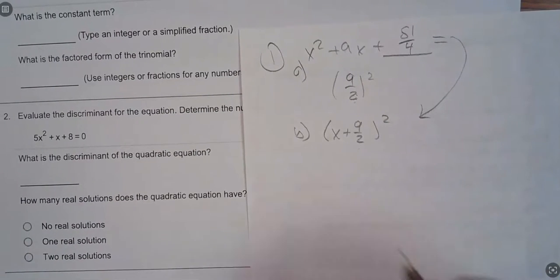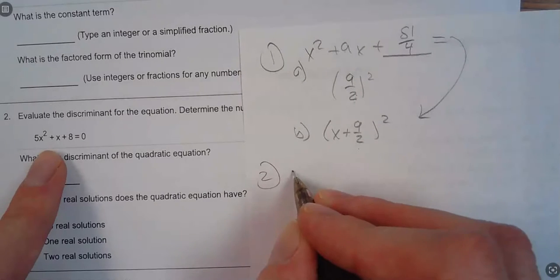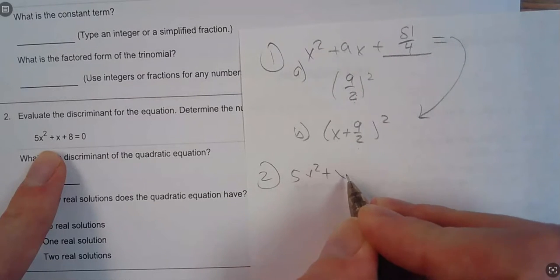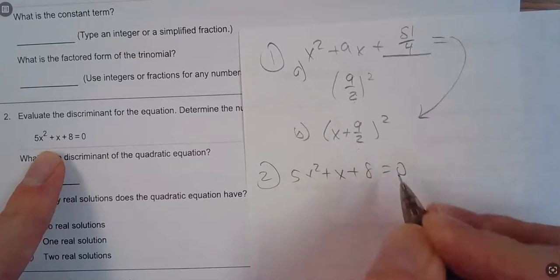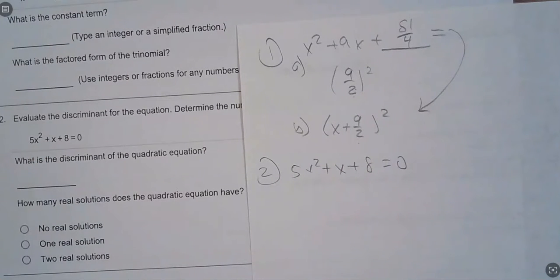Number 2, I got 5x squared plus x plus 8. And I'm supposed to find the discriminant first, which is going to be a number, a value. And then I have to say how many real solutions. Is it no real solutions? Is it 1 real solution? Is it 2 real solutions?